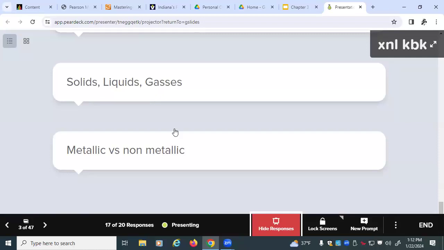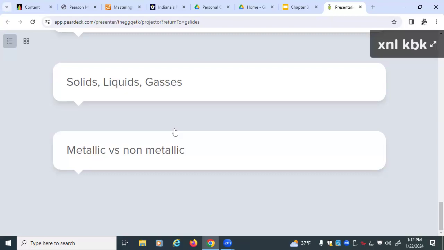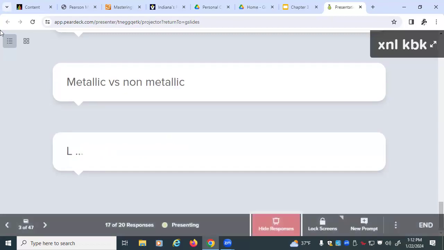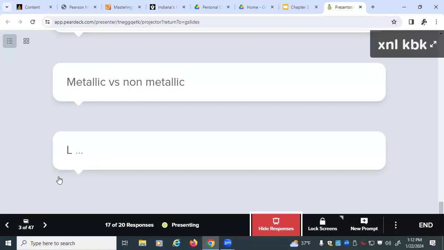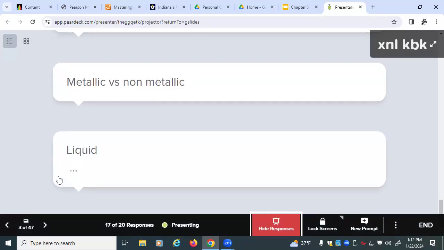Okay. Some really good responses in here. Most of us are trending toward phases of matter, which is perfectly acceptable. It's a very easy way of classifying. In fact, that's what I anticipated that we would talk about first, because that tends to be the easiest way to go.